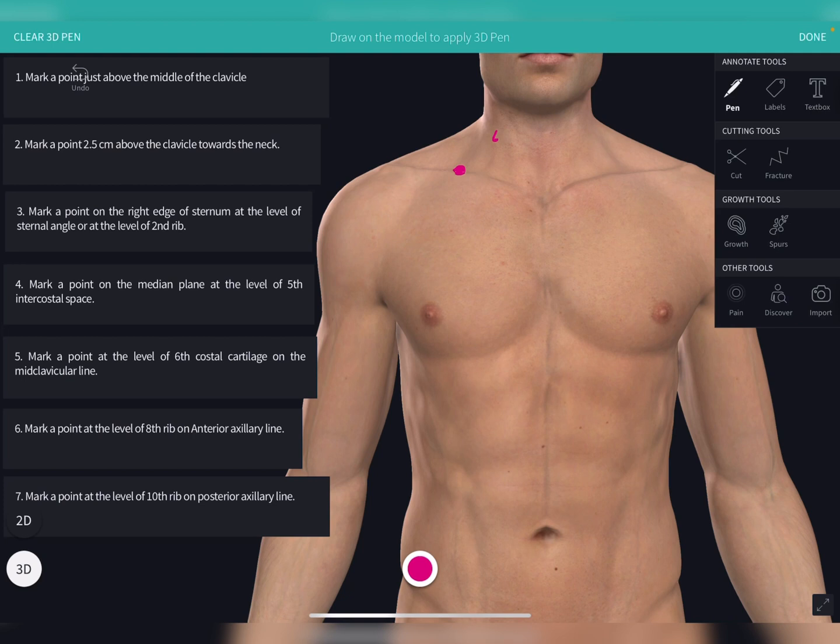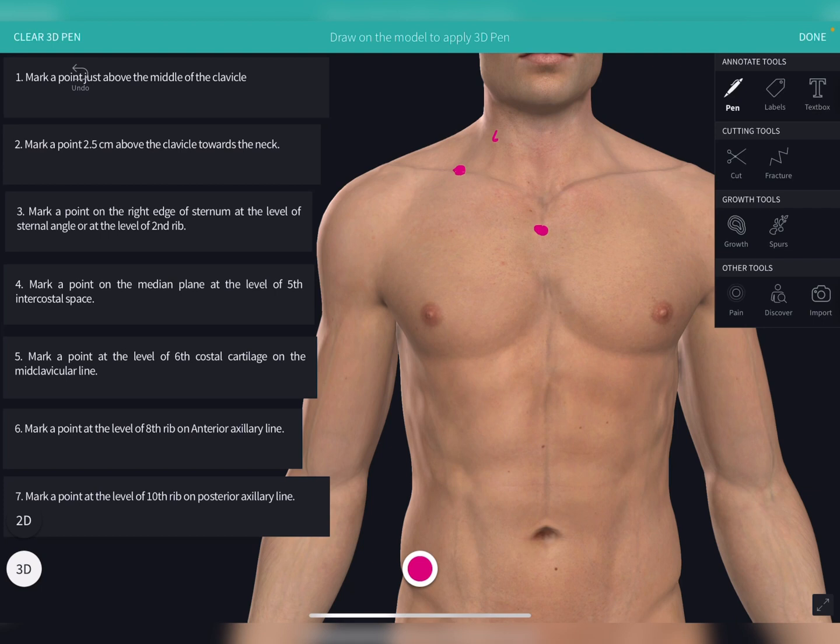Now the third point will be at the level of the second rib. In other words, this will be at the level of the sternal angle. So the third point will be lying somewhere around here. So that will be your third point. After marking this, now let's move further forward.